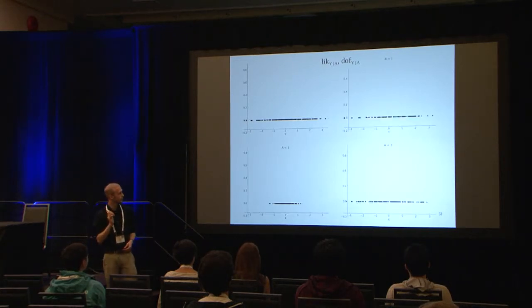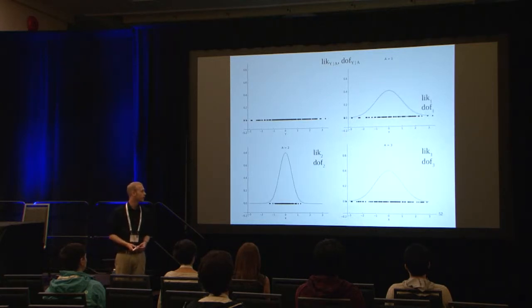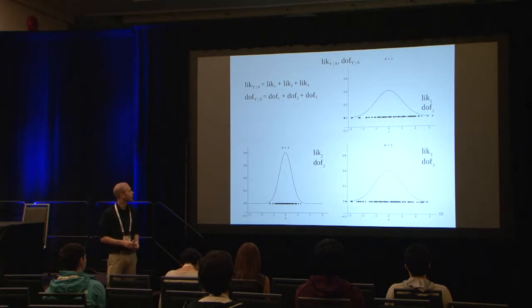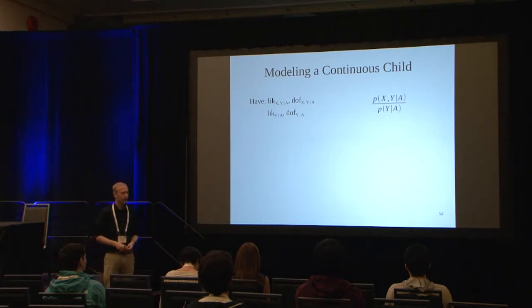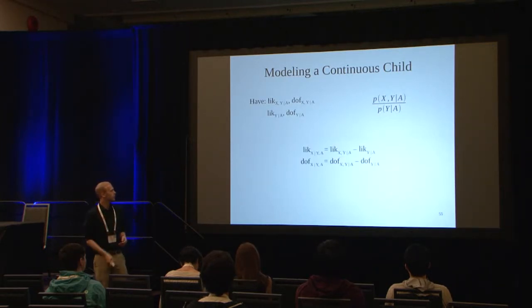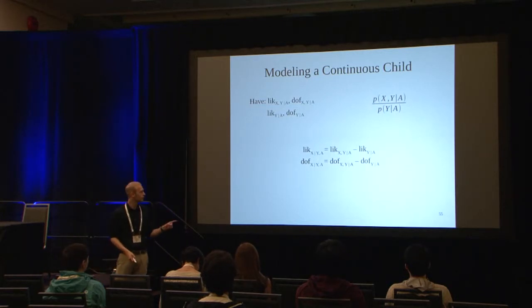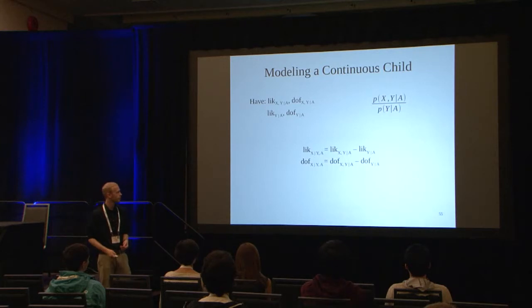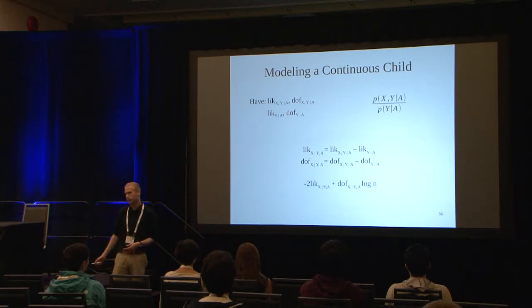We want y given a. So again, we're going to partition. We can fit a Gaussian to each one of these, and then sum them together to get our log likelihood and degrees of freedom term for the model y given a. Okay, so now we have the components we wanted. And using the formulation on the right, since division is subtraction in log space, we can subtract these to get our desired log likelihood and degrees of freedom terms, which we can then pass to the Bayesian information criterion to score our model.